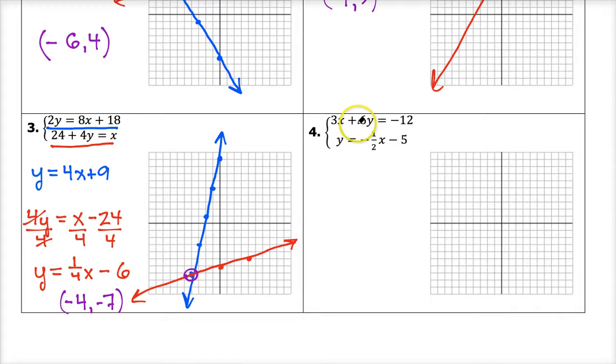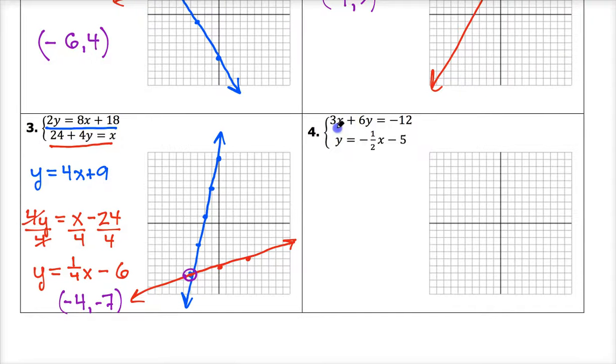Okay, number 4, we have 3x plus 6y equals -12. I could graph this one by finding the x and y intercepts, or you can change it to slope-intercept form, either way. But if you find the x and y intercepts, we find that the x-intercept is -4, and the y-intercept is -2. So I could graph this line using those 2 points there, and I also see the slope is down 1, right 2 each time. So this is what my line looks like.